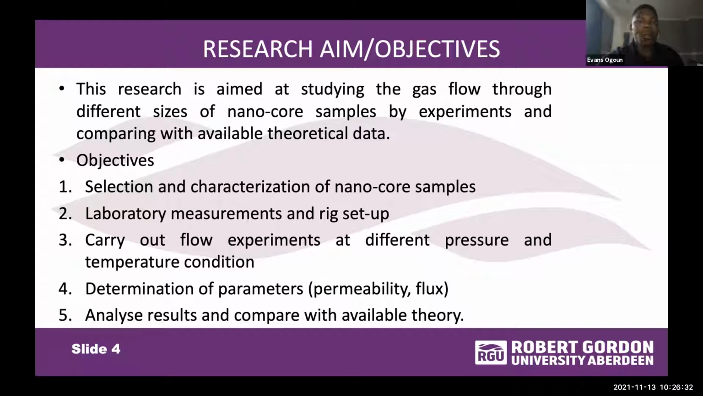The research aim and objective. The research is aimed at studying the gas flow through different sizes of nanocore samples by experiment and comparing with available theoretical data. The objective: the appropriate nanocore samples will be selected and characterized. A laboratory measurement of the samples will be made, and then a rig will be set up. And then flow experiments will be carried out at different pressure and temperature conditions. Then the parameters necessary to analyze the data will be determined, and then the results analyzed will be compared with the theoretical data available.